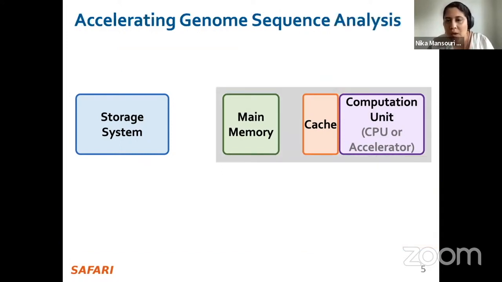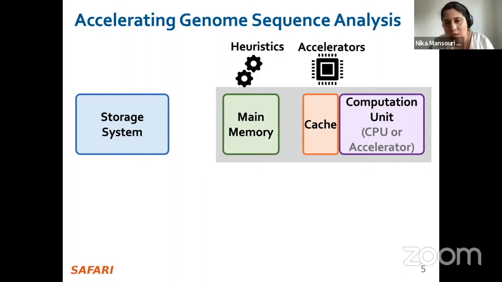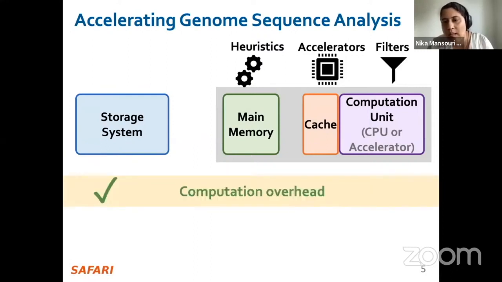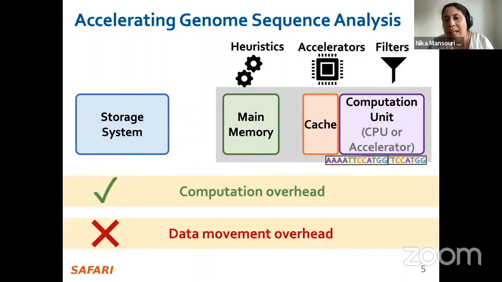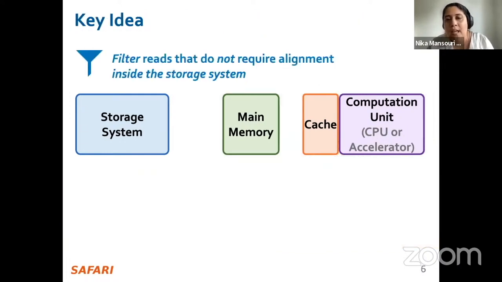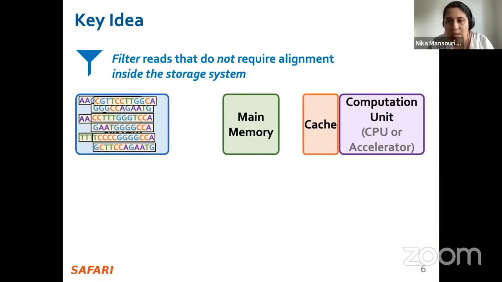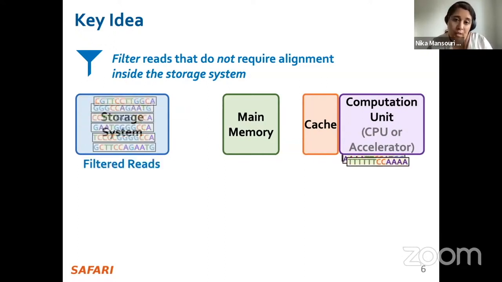There has been significant effort into improving read mapping performance in different parts of the system, such as computation, near caches, and main memory, through either efficient heuristics or hardware accelerators and various filters that prune reads that do not require expensive computation. While these approaches address the computation overhead in read mapping, none of them alleviate data movement overhead from storage, whose impact becomes even larger when the computation overhead gets alleviated. Our key idea is to filter reads that do not require expensive alignment computation in the storage system to fundamentally reduce data movement overhead of read mapping.